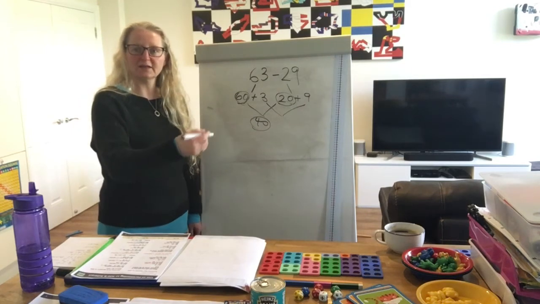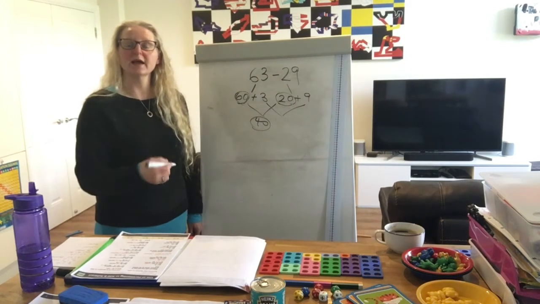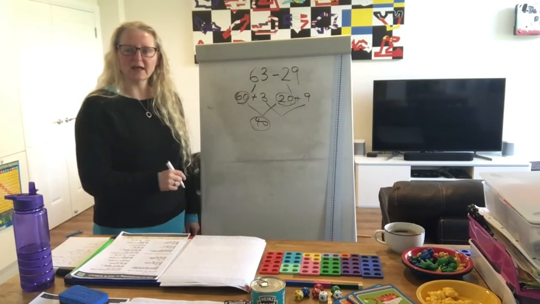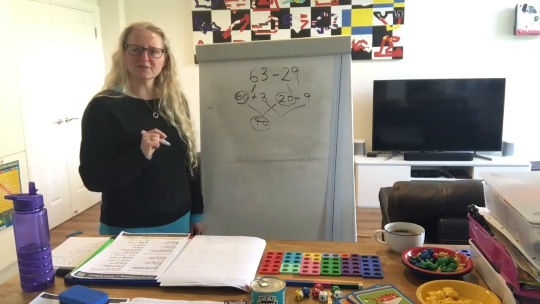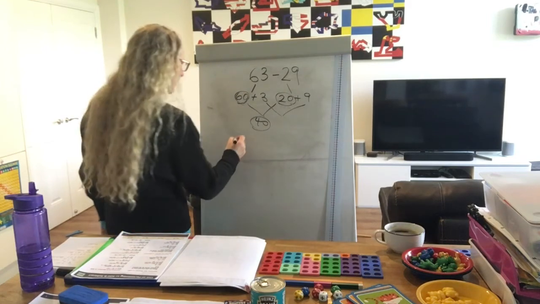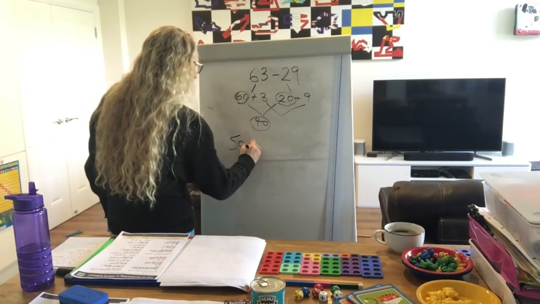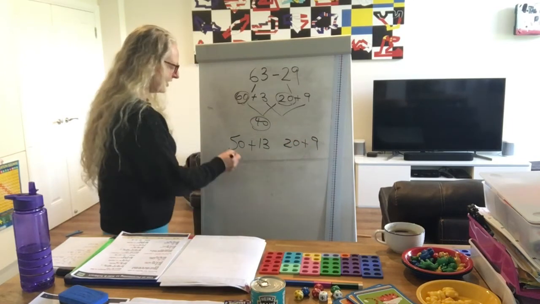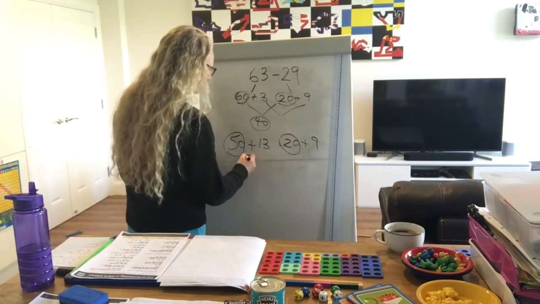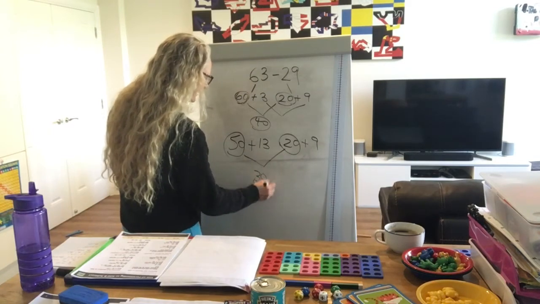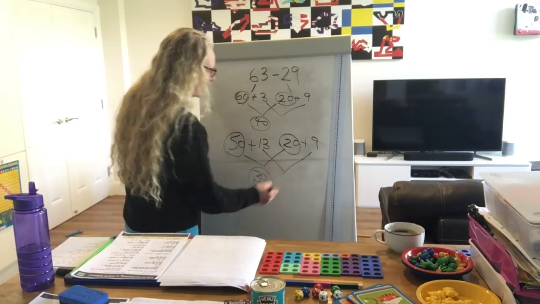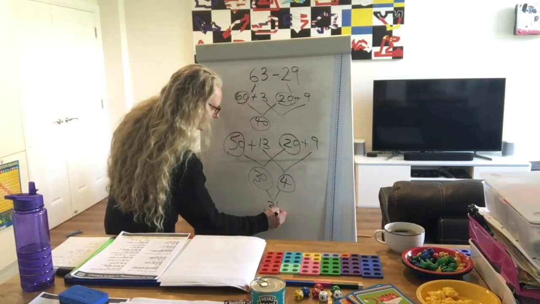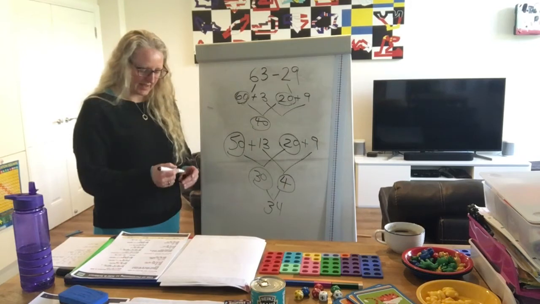Well, we go back to what I said about partitioning. You can partition a number in any way to make it useful. So I'm going to look at 63 and partition that differently. I'm going to partition it as 50 plus 13, 20 plus 9. And now I can take 20 from 50 and I get 30. And I can take 9 from 13 and I get 4. And then I put my number back together and I get 34. Okay?